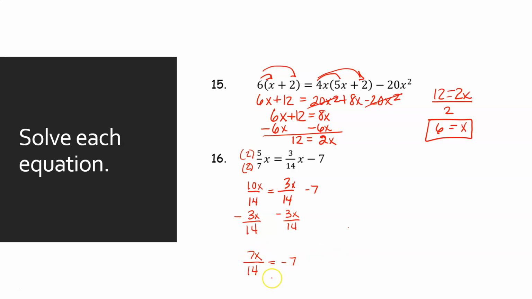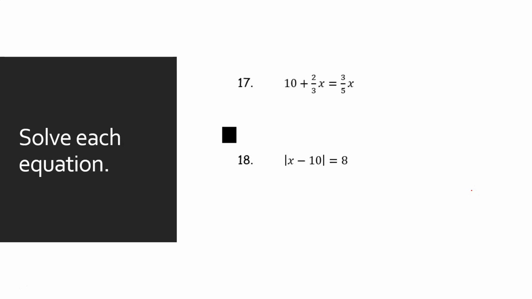I'm going to make this 1/2. I'm going to reduce it. So when I divide by 1/2, or multiply by 2, I have x is -14. Okay.